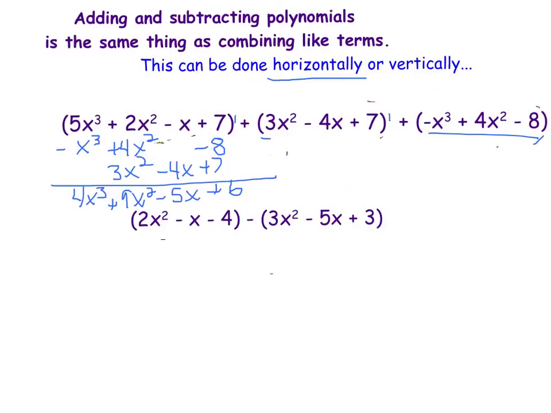If you are subtracting right away, just like we've done in the past, change it to adding, and then change all of the terms after that to their opposites. And then underline as you go. So 2x squared minus or plus negative 3x squared is a negative x squared. And I am going to underline the x's twice. So I have negative x plus 5x is a positive 4x. And my constants is negative 7. Again, be very careful with negatives.